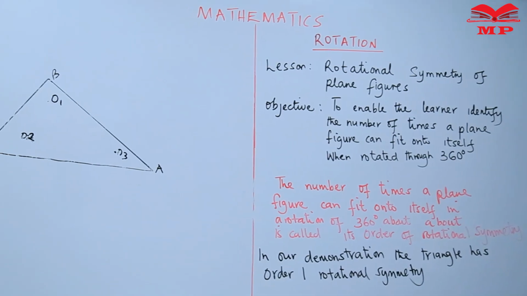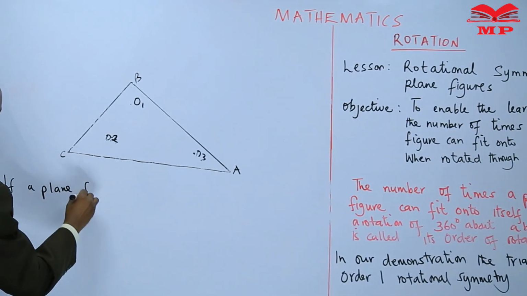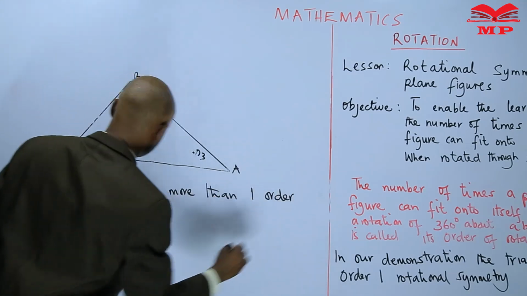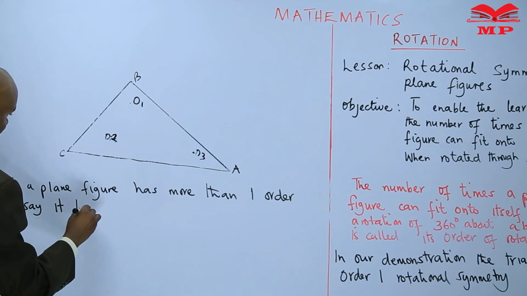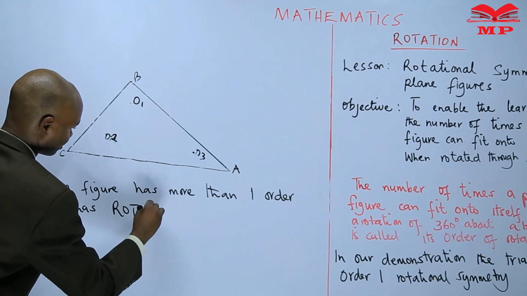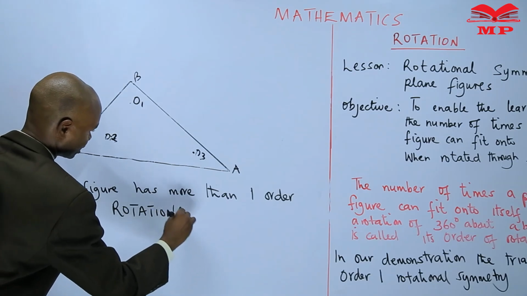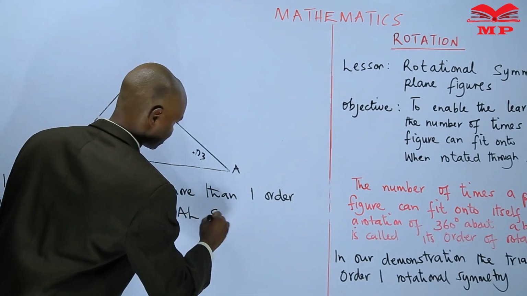So if a plane figure fits more than once, we say it has rotational symmetry.